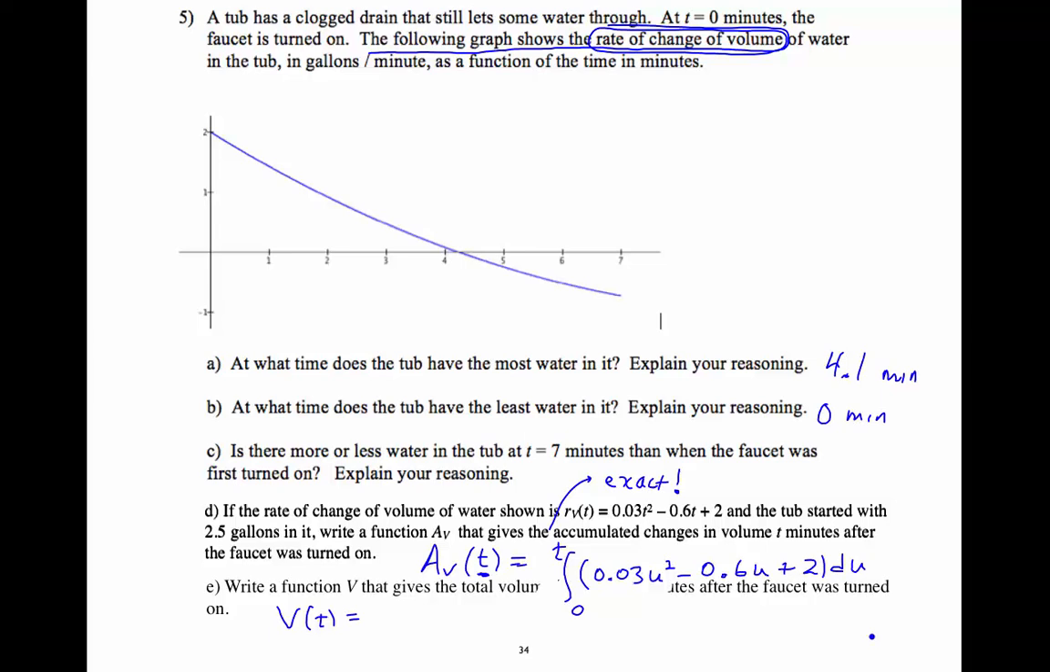Okay, we got one more question, please. Hold on, we got one more question. I want you to succeed on the test. That just takes another minute here. What about the function that gives the total volume? The total volume after the water was turned on.